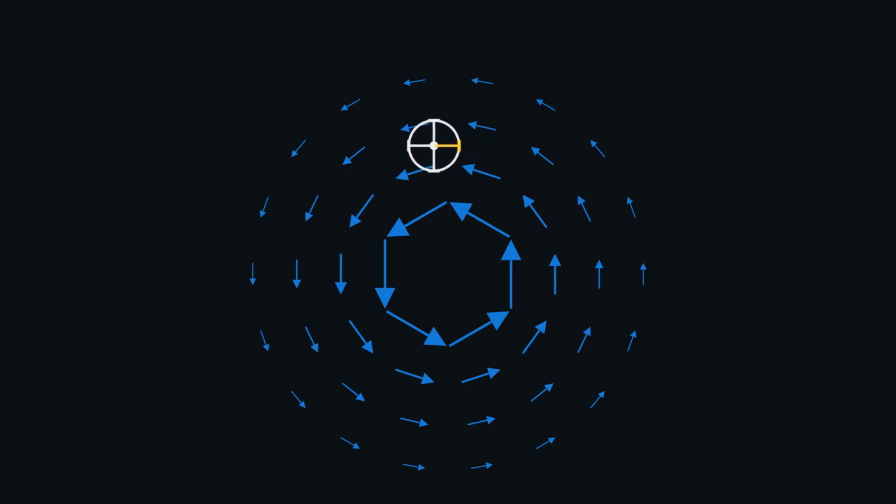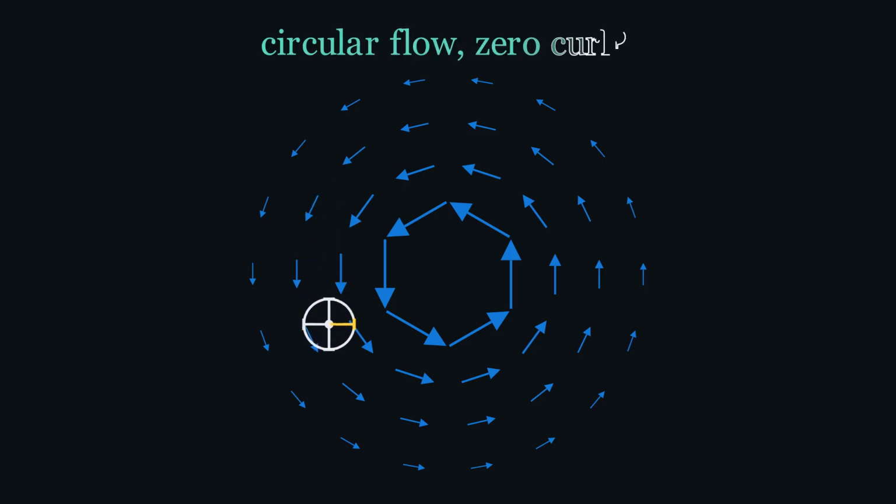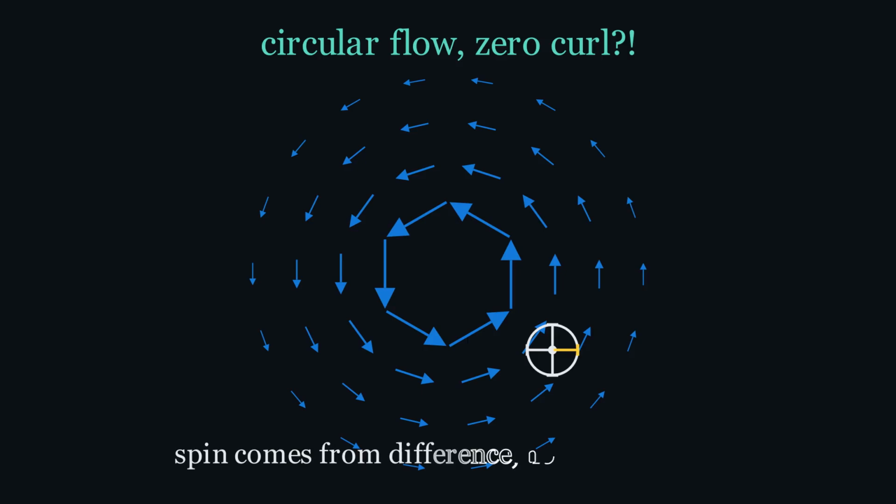If the speed drops off just right as you go outward, the wheel gets pushed forward on the inside and backward on the outside, and those cancel. I did not believe that the first time I saw it. We'll actually build that field in a bit because it's such a good gotcha. For now, curl is spin. Spin comes from difference, not from circles.